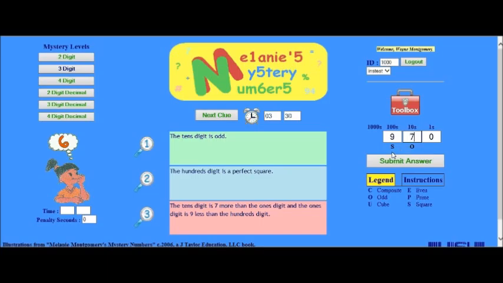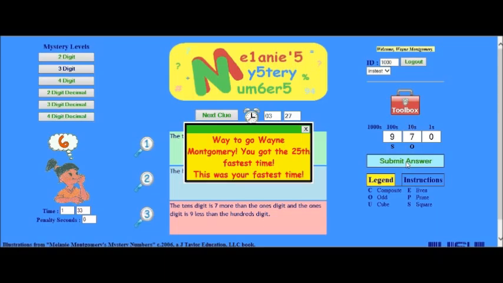So that's the kind of reasoning that you're going to go through. And let's keep our fingers crossed here. Ba-boom. And what it's telling us is, way to go, we got the 25th fastest time. And it happened to be my fastest time. So a lot of other folks have been doing this and done a lot better at the 3 level than I have. Anyway, that pretty well illustrates the process. So this really completes the Melanie's Mystery Numbers Learning Aid tutorial.